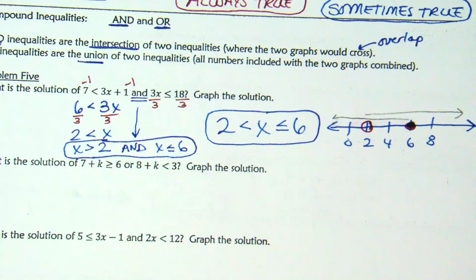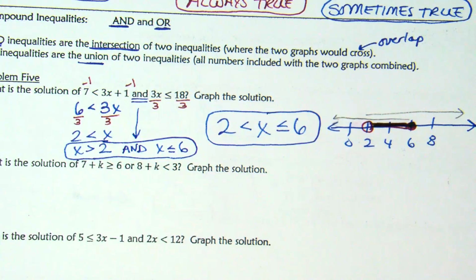Do you need anything below 2 or above 6? No. And by expressing my compound inequality there, that is also indicating the same thing. Okay? This is when it says 2 less than X less than or equal to 6. This is saying X, my answer, is between 2 and 6.